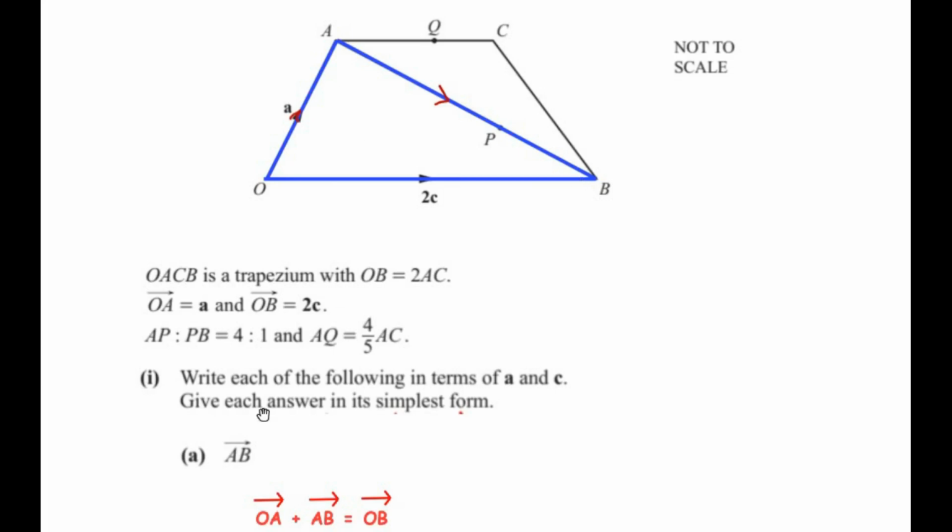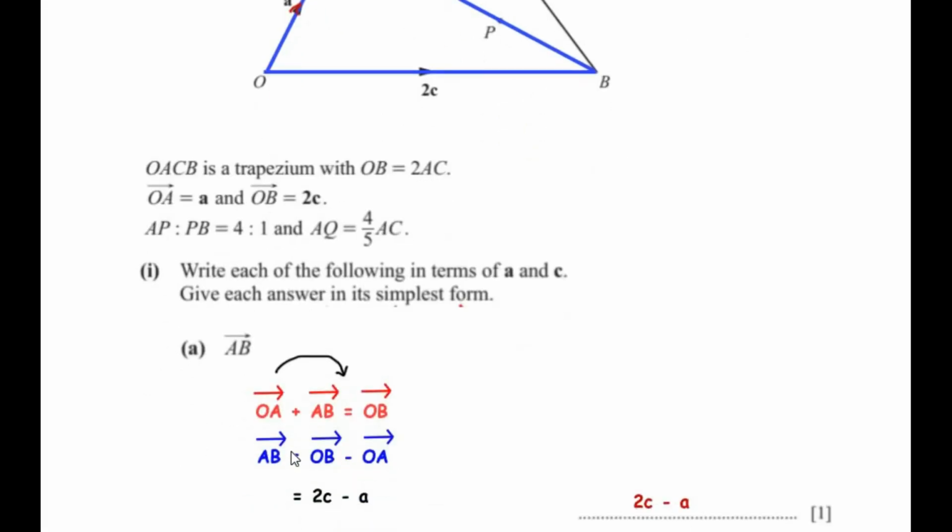Now here, since we need to find out the vector AB, we are going to send the vector OA on the other side of the equal to sign. So we get vector AB is equal to OB minus OA. OB vector is given as 2C, so we have written 2C over here, and OA was given as A, so the vector AB becomes 2C minus A. So we have represented this vector in terms of A and C.